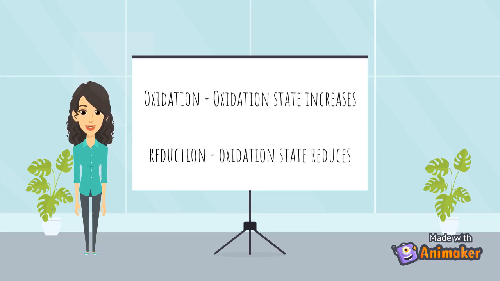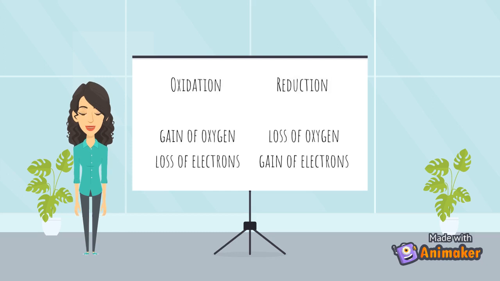In reduction reactions, as the name suggests, the oxidation state of one compound involved in the reaction reduces, and the opposite takes place in oxidation reactions. The oxidation state of another compound involved in the reaction increases. But how does this happen? There are two ways in which a compound can be oxidized or reduced. Number 1. The loss or gain of oxygen.